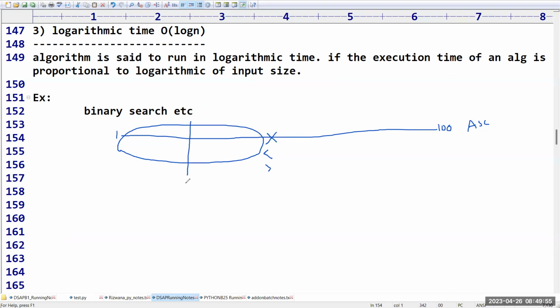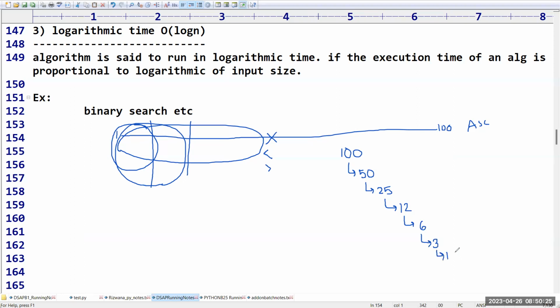Again we will divide this list into two. We will search in this part. Again the list is divided into two. Again we will search in this part. Like that we will continue. That means if you have 100 elements, next time the comparison will be with 50 elements. Next time we compare only 25. Next time only 12. Next time 6. Next time 3. Next time 1. Sir, have you observed 1, 2, 3, 4, 5, 6, 7?